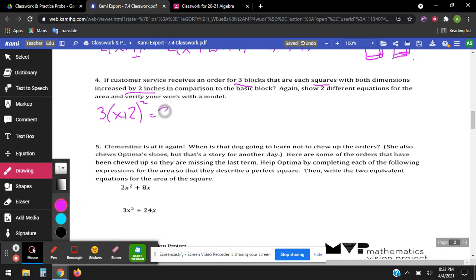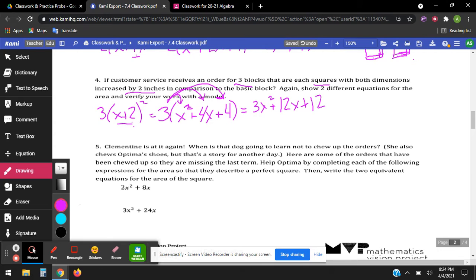So that equals 3 times, when I expand this out, I have x squared plus 2 times 2 is 4x plus 2 squared is 4. And then I expand that out yet again by distributing my 3 to each number. I have 3x squared plus 12x plus 12.